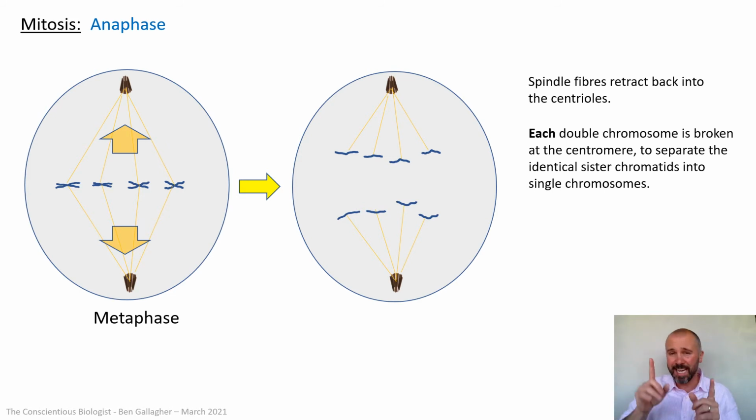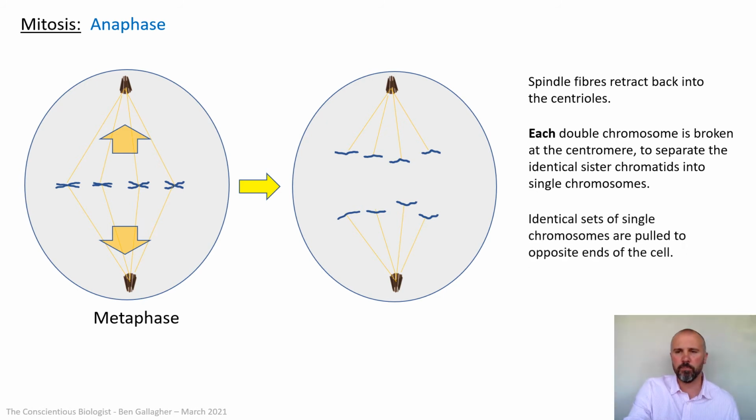So you've now got, technically in this cell, 92 chromosomes because they're single. You started off in G1 with 46 single. You copied them up by semi-conservative replication to 46 double chromosomes. Now at anaphase, because you've broken each of those double chromosomes, for a brief period you've got 92 single chromosomes in here. Okay, those identical sets, because remember the two sister chromatids are identical to each other because of semi-conservative replication, they're pulled to opposite ends of the cell.